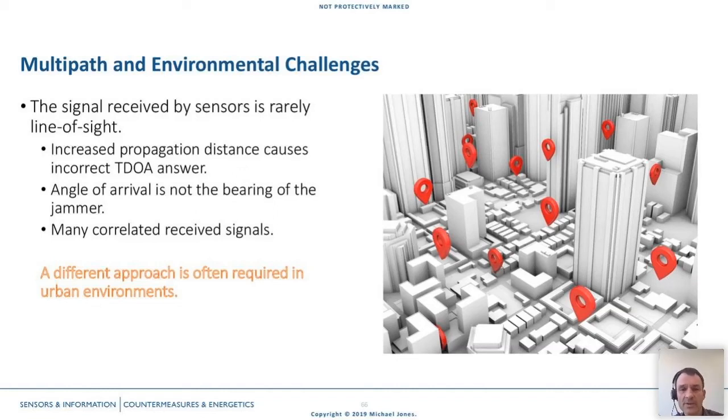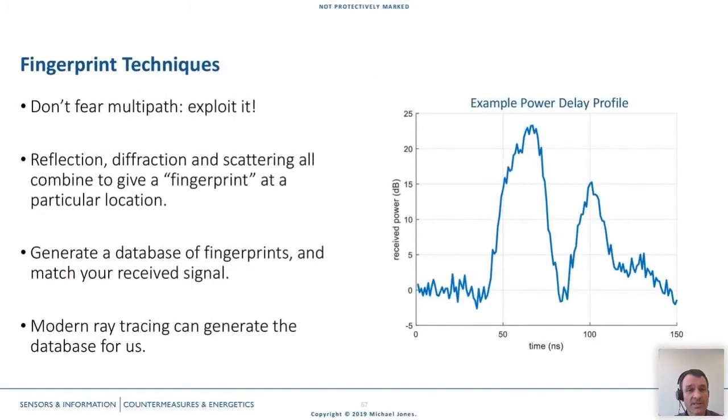So how do we deal with this? Well, it needs a completely different approach if you want to do this in an urban environment. So let's look at how we do this. And we're getting now onto the state of the art geolocation, really. And the secret here is not to fear the multipath, not to treat multipath as a problem, but to exploit it and to embrace it.